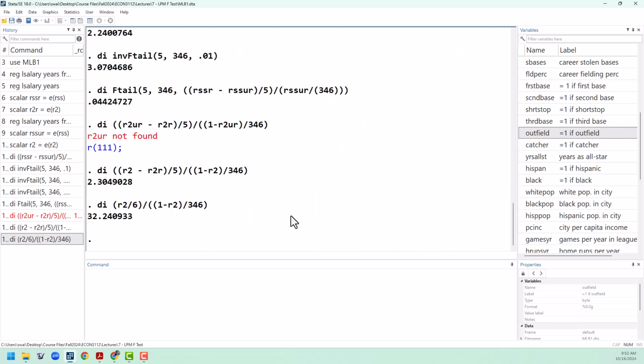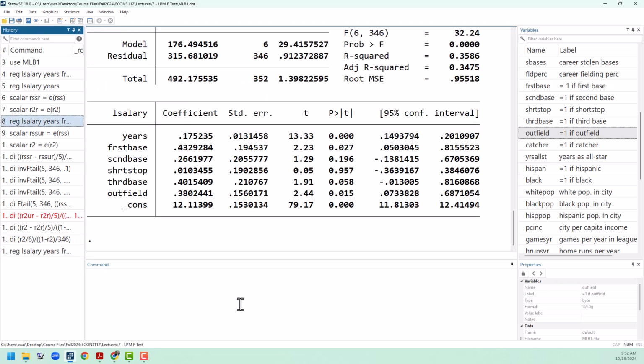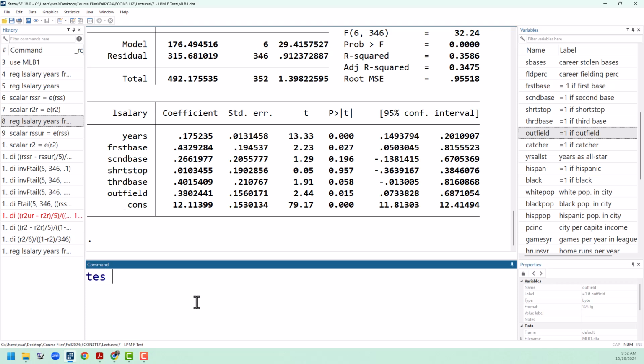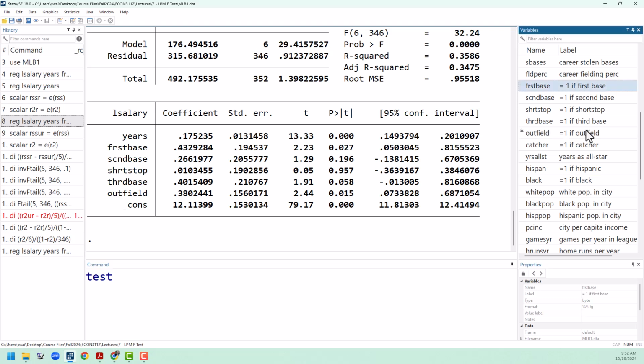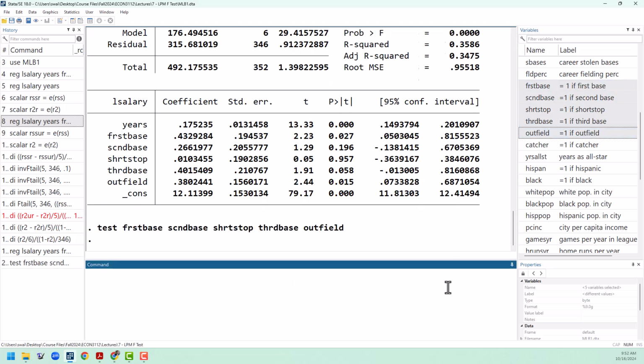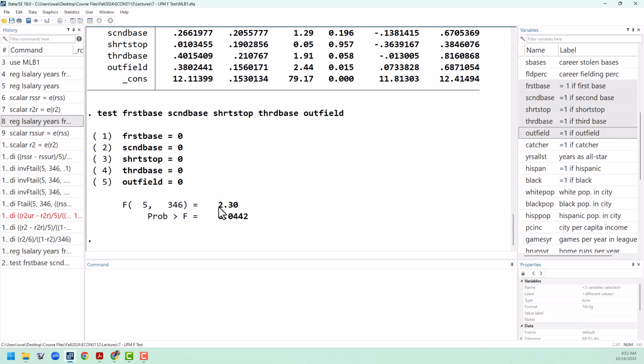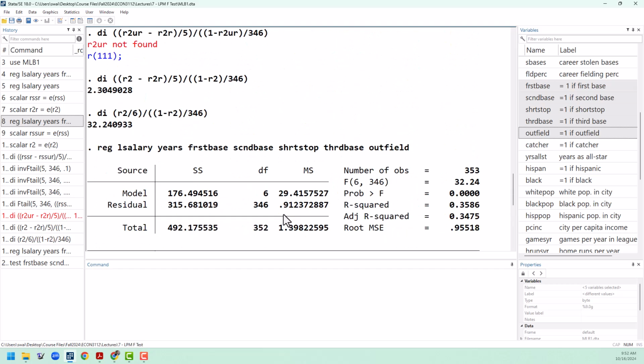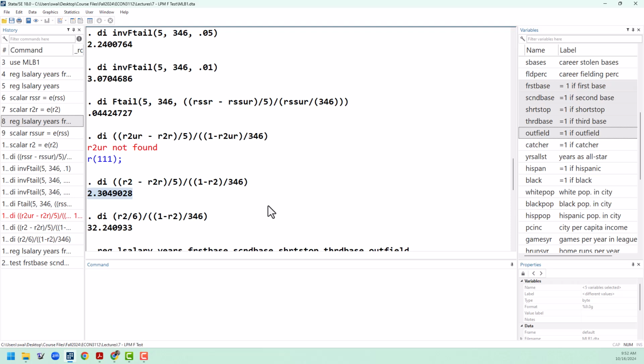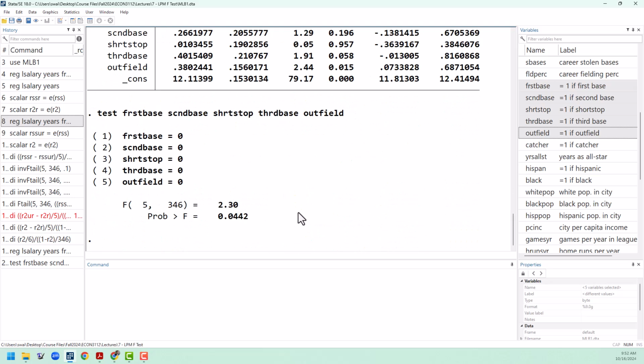Stata does have a built-in command called test that we can use to check our work here. I'm going to go ahead and run our unrestricted regression again, and then I'm going to use test, and then all we do is list the variables that we want to test. So to verify our result for our fielding positions, we can select all of those variables again and run the test, and you can see that we get the exact same F statistic of 2.3 that we did back here, and we also get the same p-value of 0.04, same thing right here.